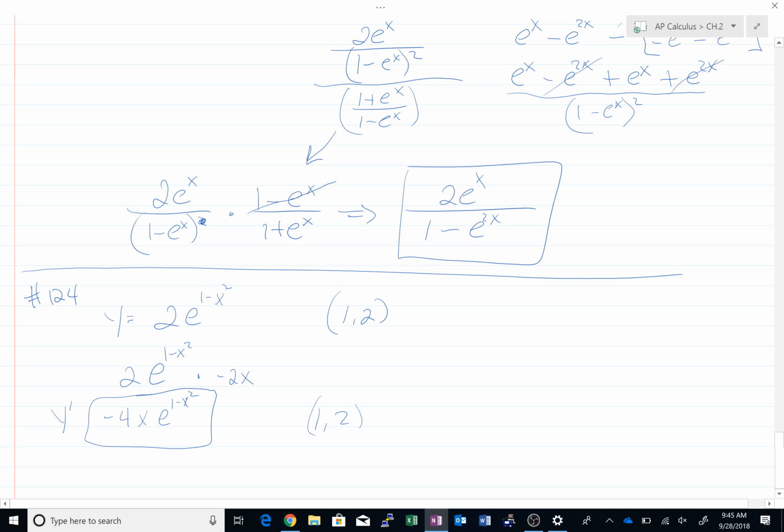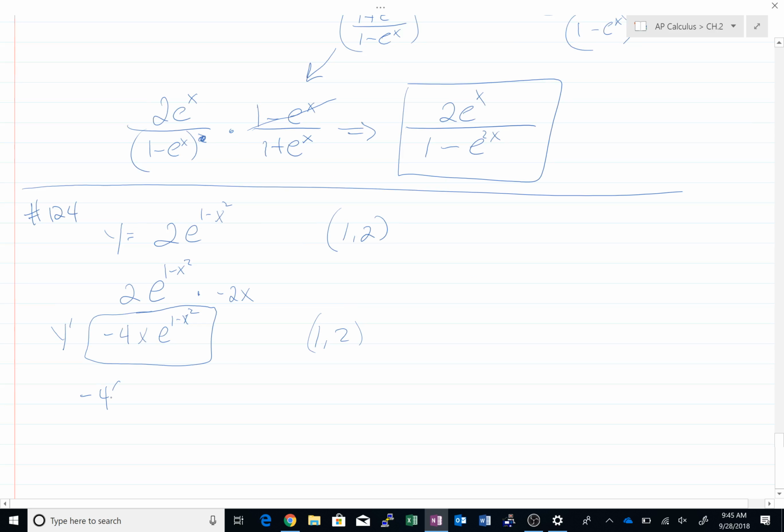All right, let's plug in 1. So negative 4 times 1, e to the 1 minus 1. 1 minus 1 is 0. Anything to the 0 power is 1. Good. All right. So really what this turns into is negative 4. That's my slope. Given a slope and a point, we should be good.